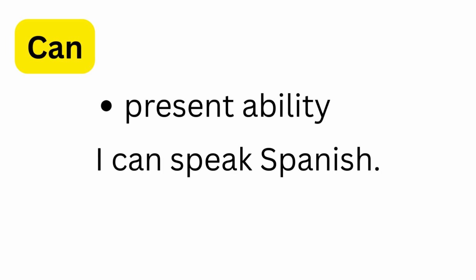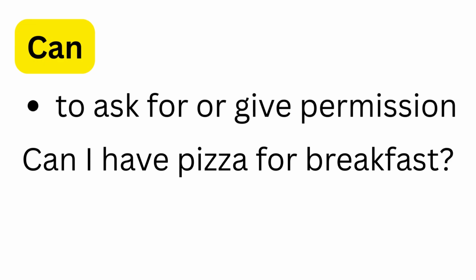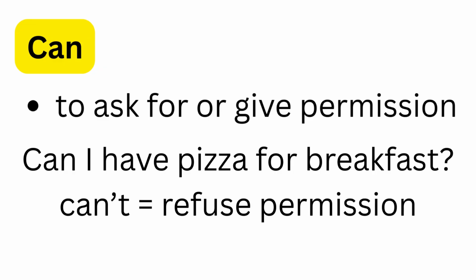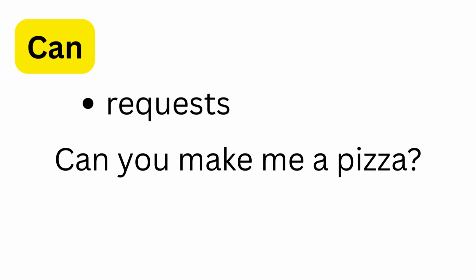Let's talk about the modal verb can. We use can to talk about present ability. For example, I can speak Spanish. We also use can to ask for or give permission. For example, can I have pizza for breakfast? And to refuse permission, we use can't. No, you can't. We can also use can to make requests. For example, can you make me a pizza?